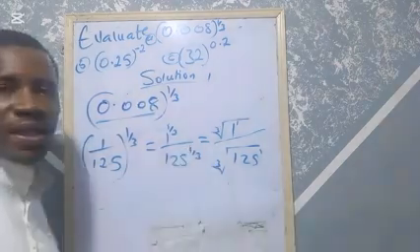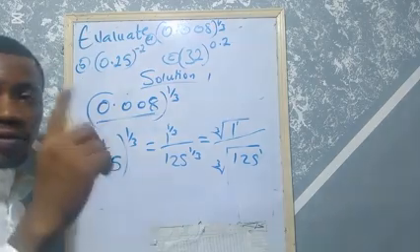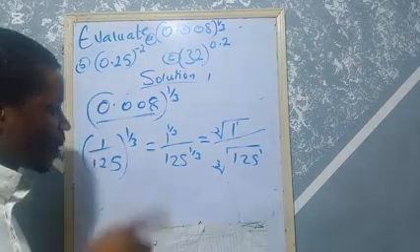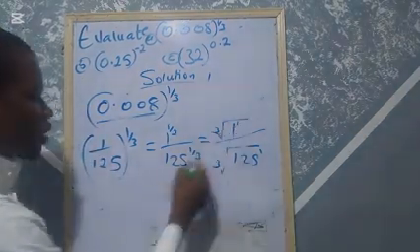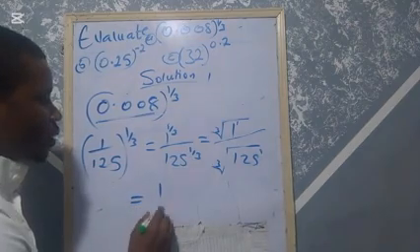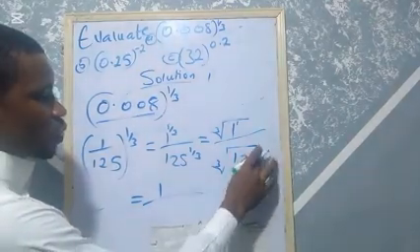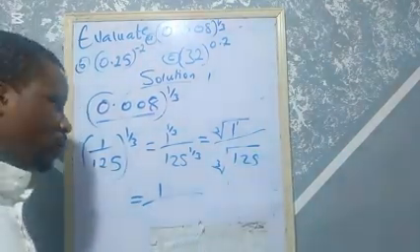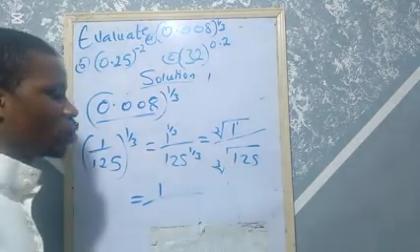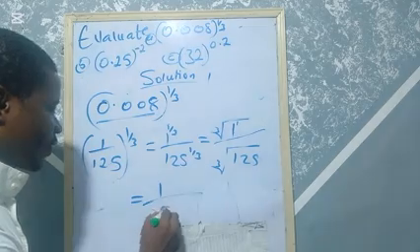I have explained this talking about laws of indices before, the fraction index law, if you still remember. So this is cube root of 1. Cube root of 1 is still the same as 1 all over. Anything raised to power 1 is still that thing. 125 raised to power 1 is still 125, so no need to put power 1 here. So cube root of 125 is 5.